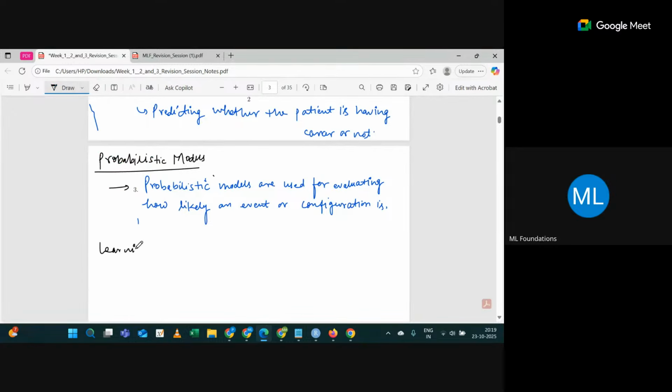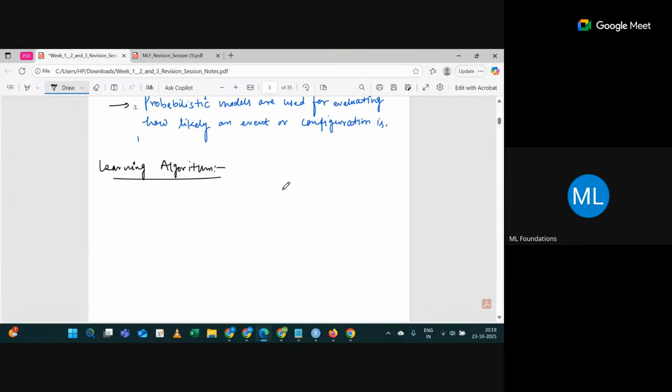So let's try to understand. Don't worry if you are getting confused at any point. You can just ask your doubt and we will clarify it quickly.